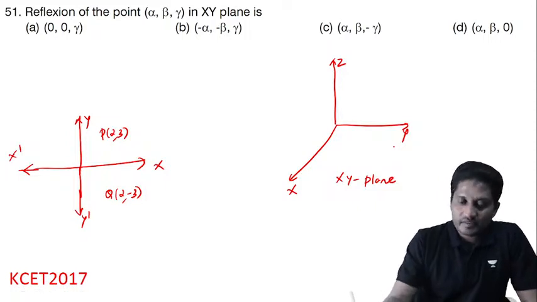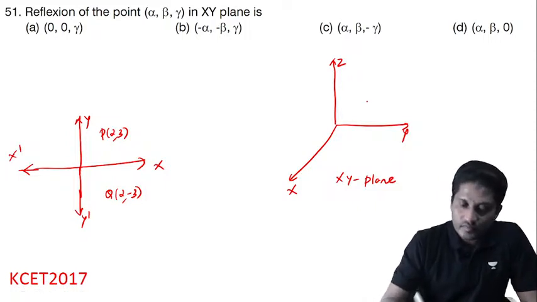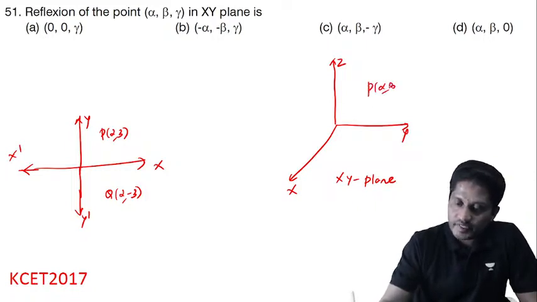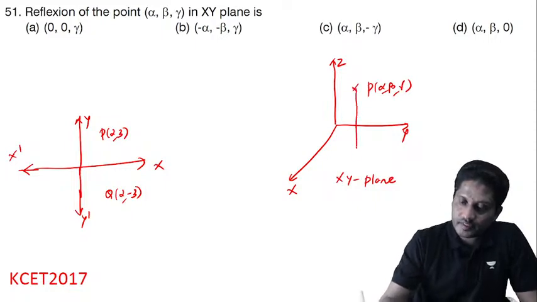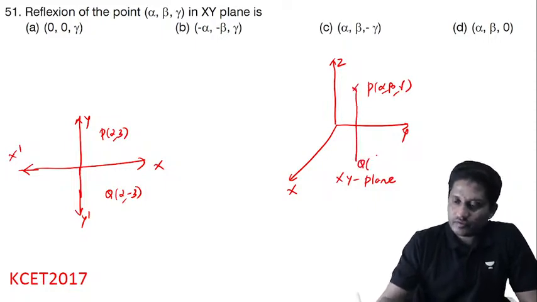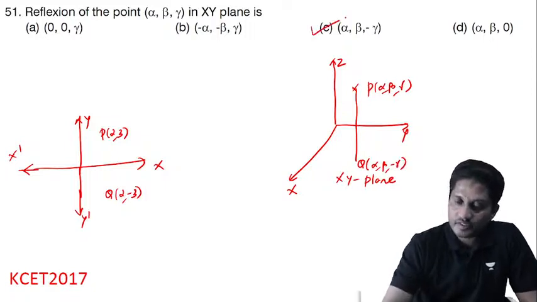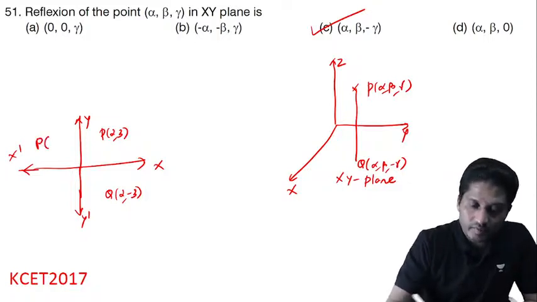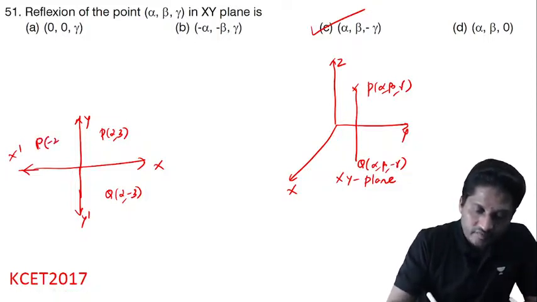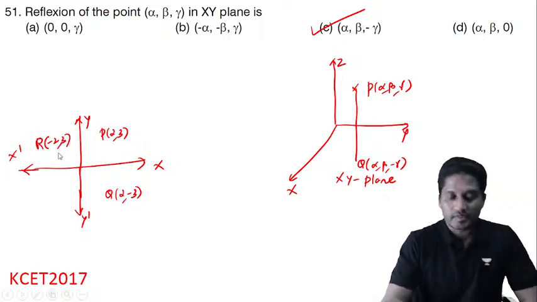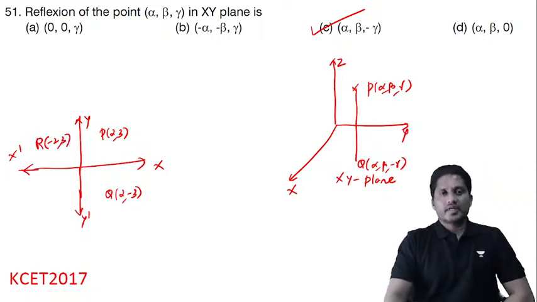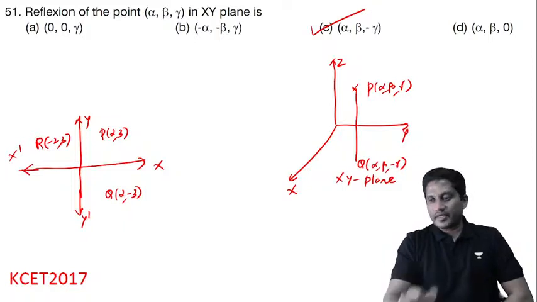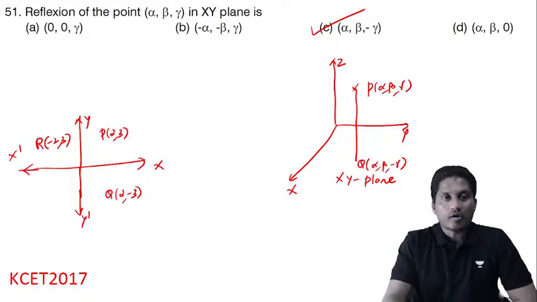Now same logic. If it is xy plane, right? Suppose this is the point. This point is alpha, beta and gamma. Image of this with respect to xy plane will be equal to alpha, beta and minus gamma. Answer will be equal to option C, guys. Similarly, image of 2 comma 3 with respect to y-axis will be x is negative, y will be positive, minus 2 comma 3. The image of alpha, beta, gamma in xy plane will be alpha, beta, minus gamma. Answer is option C only.